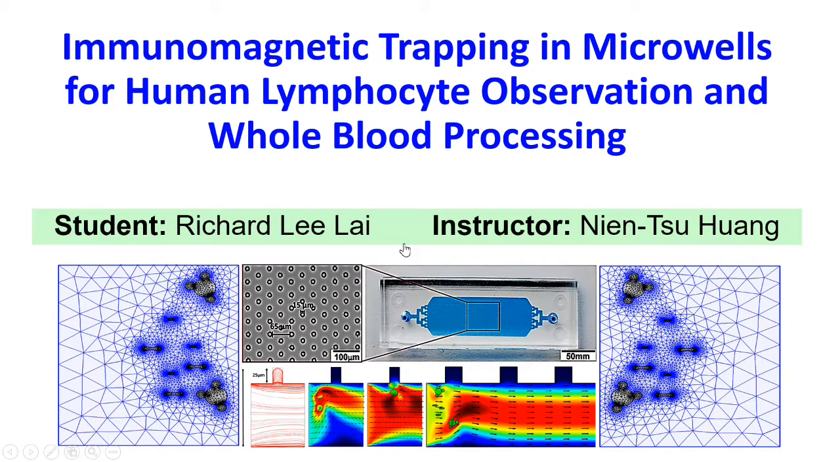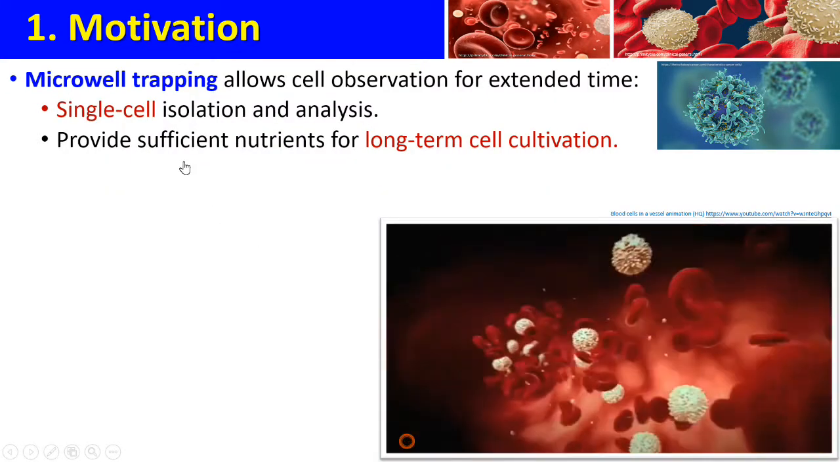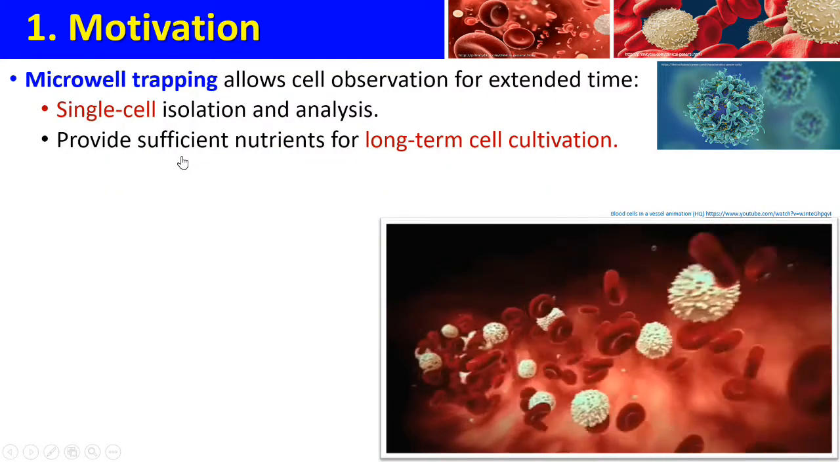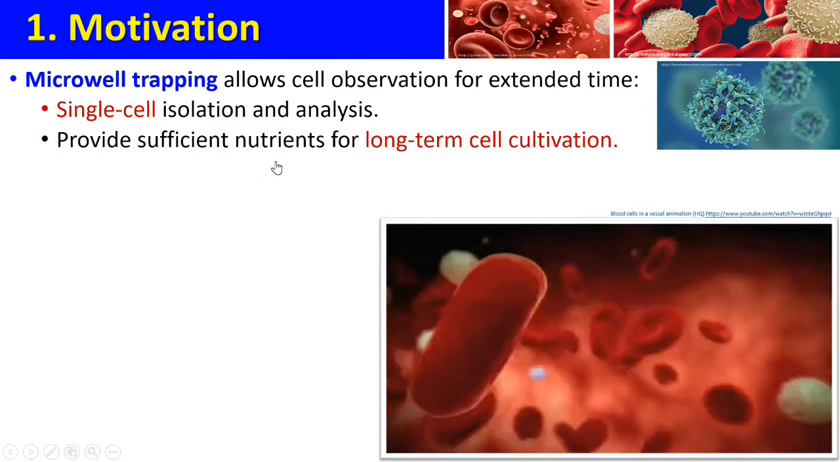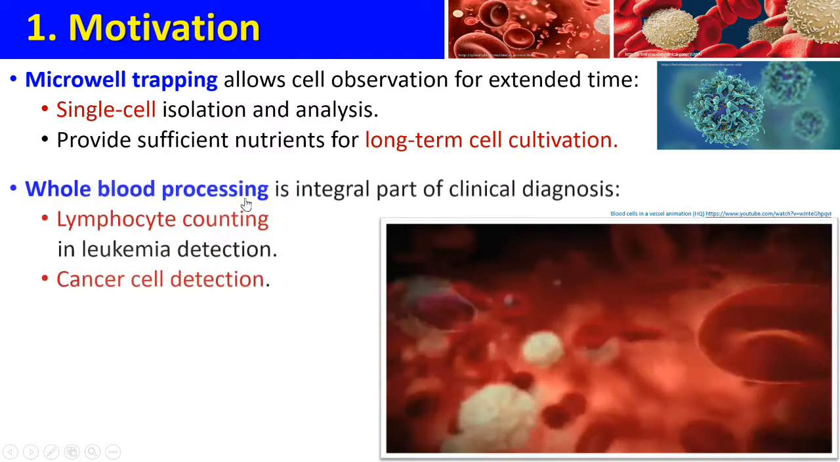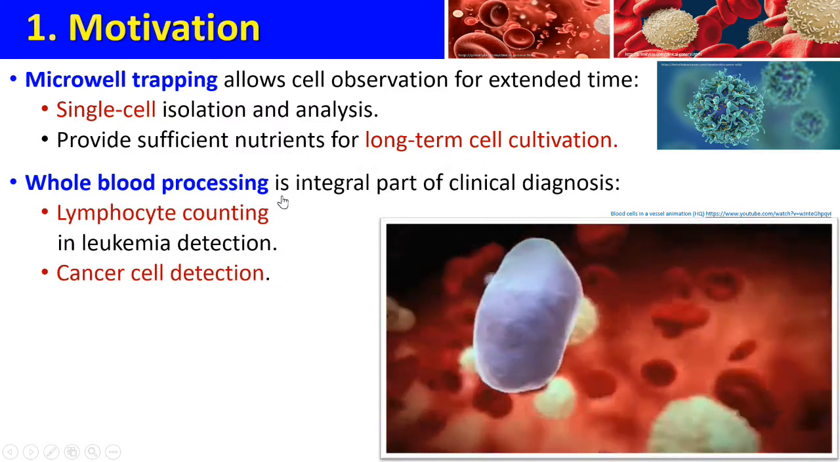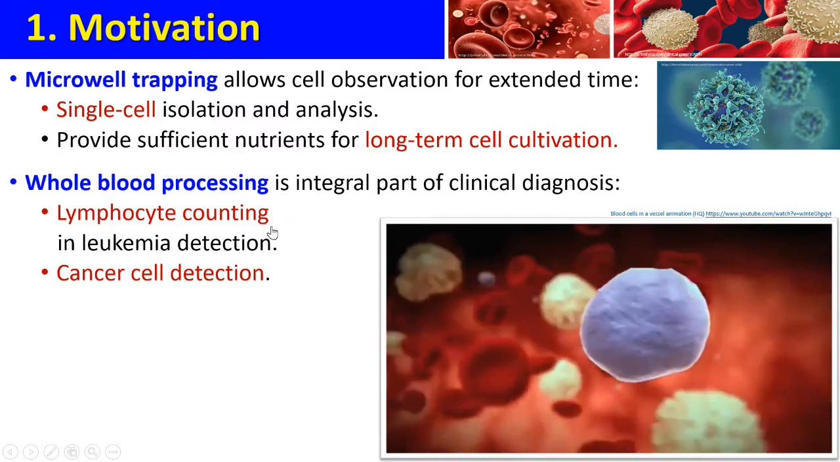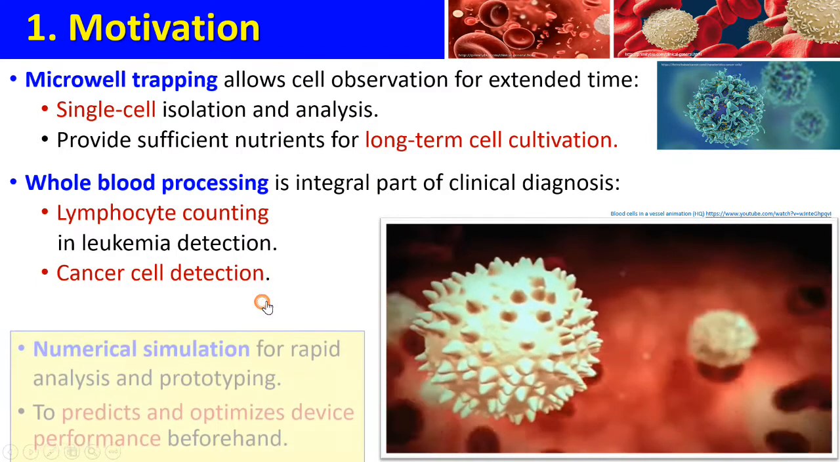Immunomagnetic trapping microwells for human lymphocyte observation and whole blood processing. Motivation. Microwell trapping allows for cell observation for extended periods of time, and provides sufficient nutrients for long-term cell cultivation. Whole blood processing is an integral part of clinical diagnosis, allowing for lymphocyte counting and cancer cell detection.